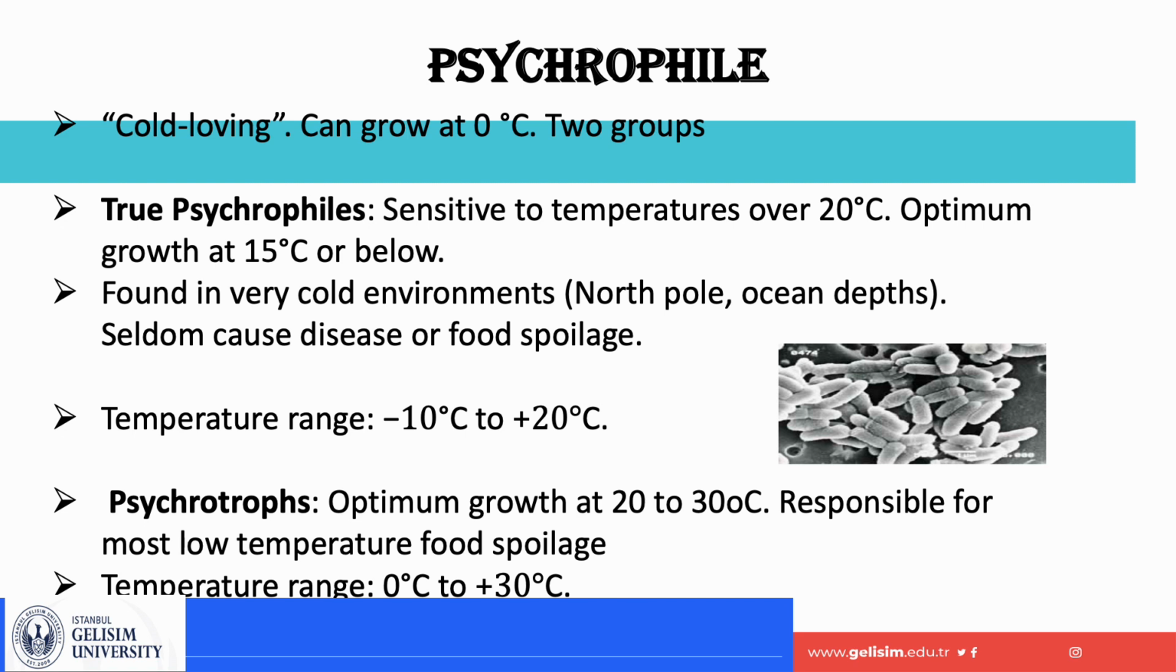Now, the second group are the psychrotrophs, which have an optimum growth temperature of about 20 to 30 degrees centigrade. These are responsible for most low temperature food spoilage. These microorganisms can grow in a wider temperature range from 0 degrees centigrade to positive 30 degrees centigrade. Now, unlike true psychrophiles, psychrotrophs are not excessively found in extremely cold environments.